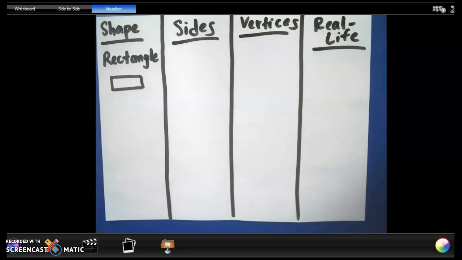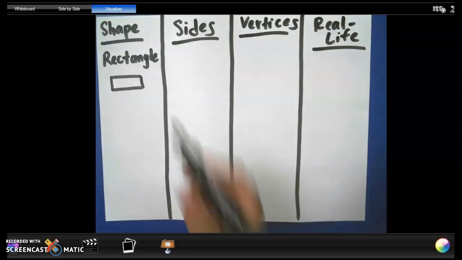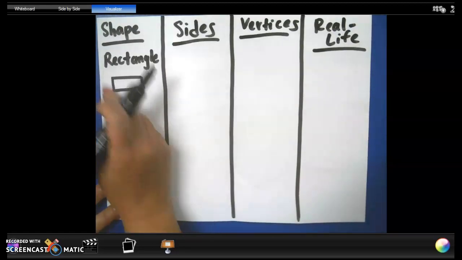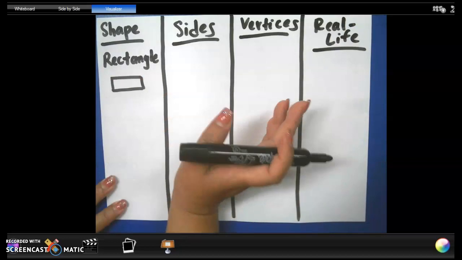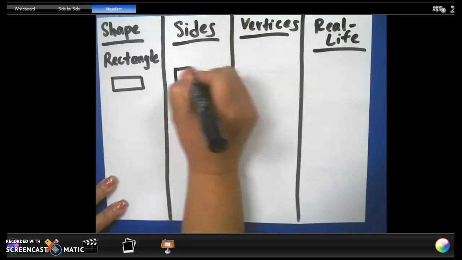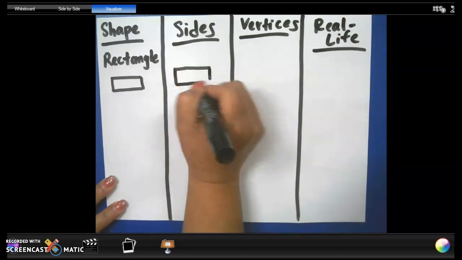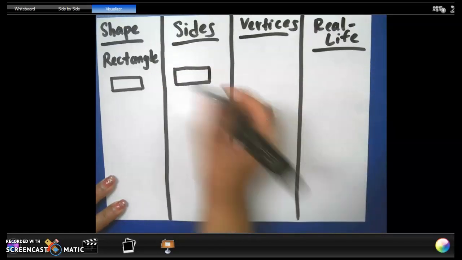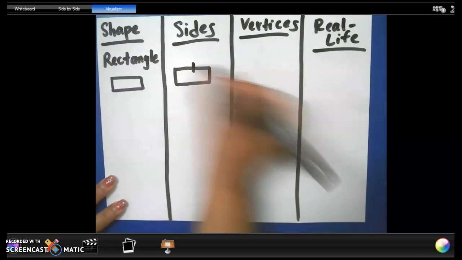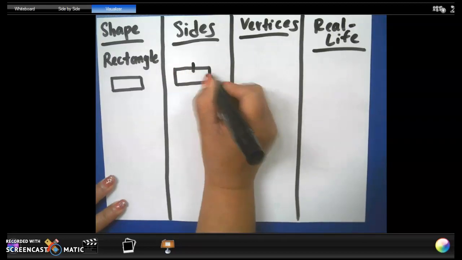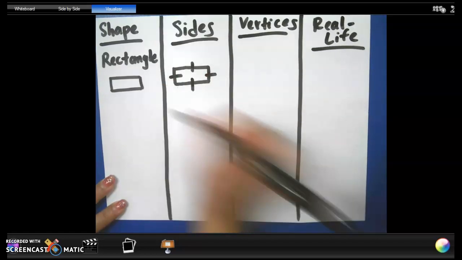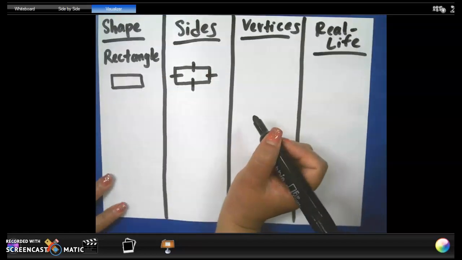So now let's count the sides. Remember, the sides are like the lines, like this one, and this one, and this one. So we're gonna count them, okay? I'm gonna draw it again, and I made sure to make 2 short sides and 2 long ones. So we're gonna count. That was 1, 2, 3, and 4. So rectangle has 4 sides.